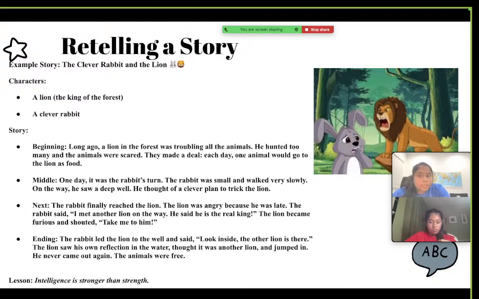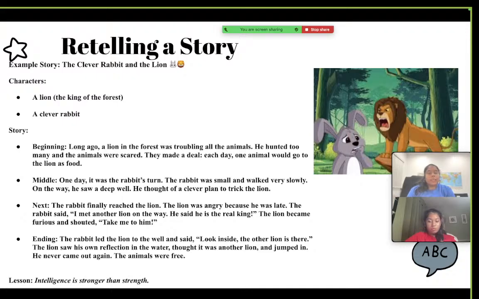The ending. The rabbit led the lion to the well and said, "Look inside. The other lion is there." The lion saw his own reflection in the water, thought it was another lion, and jumped in. He never came out again. The animals were free.